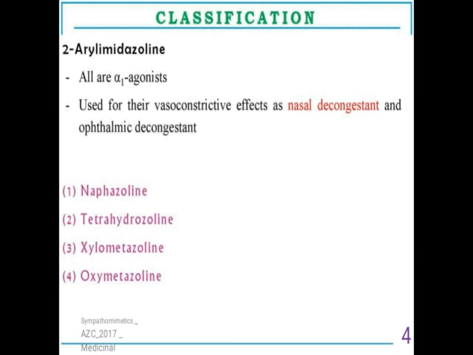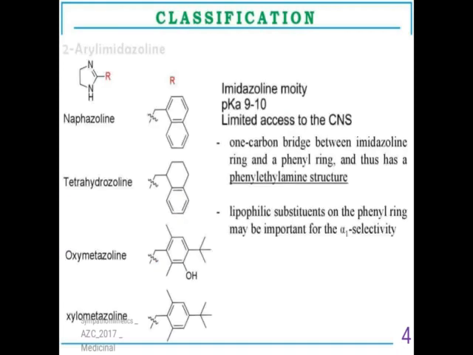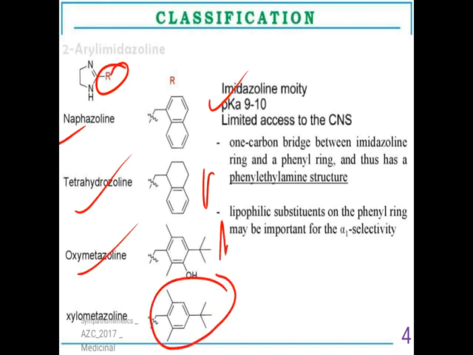The next class is the 2-aryl imidazoline. All drugs which are alpha agonists are generally used as nasal decongestants as well as ophthalmic decongestants. These are the four examples which come under the 2-aryl imidazoline structure. This is the drug naphazoline, where R is this part. If it is this one, it becomes tetrahydrozoline. If it is this part, it becomes oxymetazoline. And if it is this part, the drug becomes xylometazoline. All these structures are in your syllabus as alpha-1 agonists.